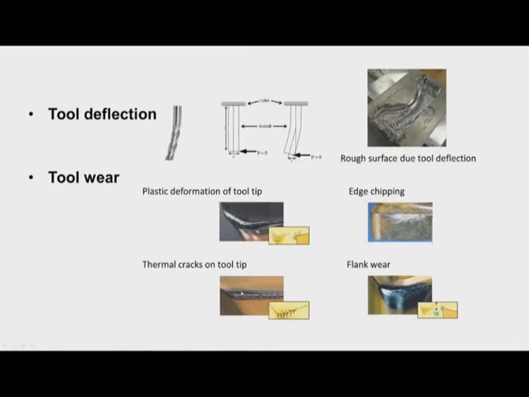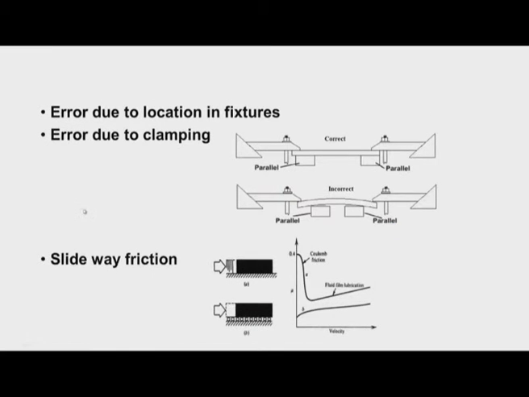The various kinds of tool wear, the flank wear or the chipping of the edge of the cutting tool, and then the plastic deformation of the tool tip because of the high temperatures developed, and then the thermal cracks developed in the tool. All these factors will affect the dimensional variations and geometry variations of the workpiece. And then error due to location in fixtures.